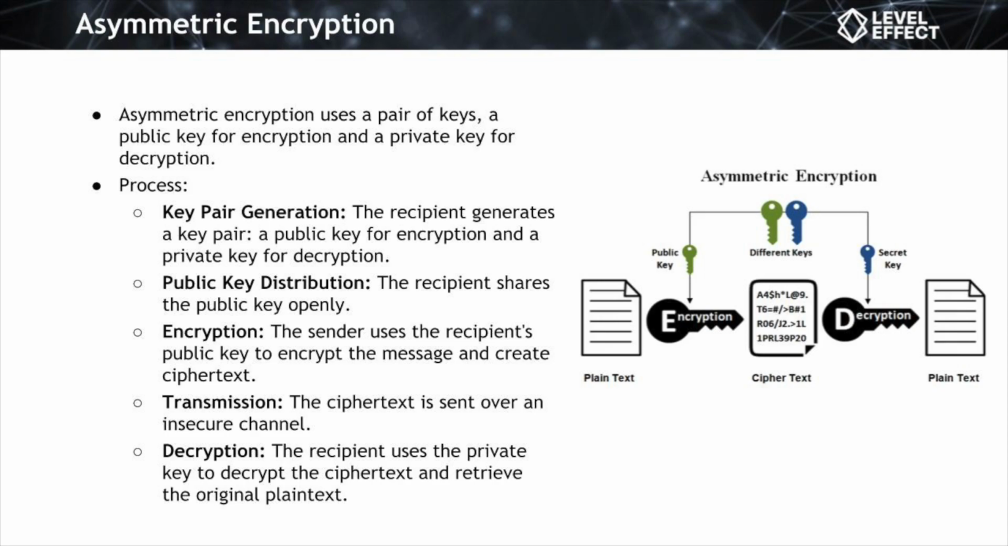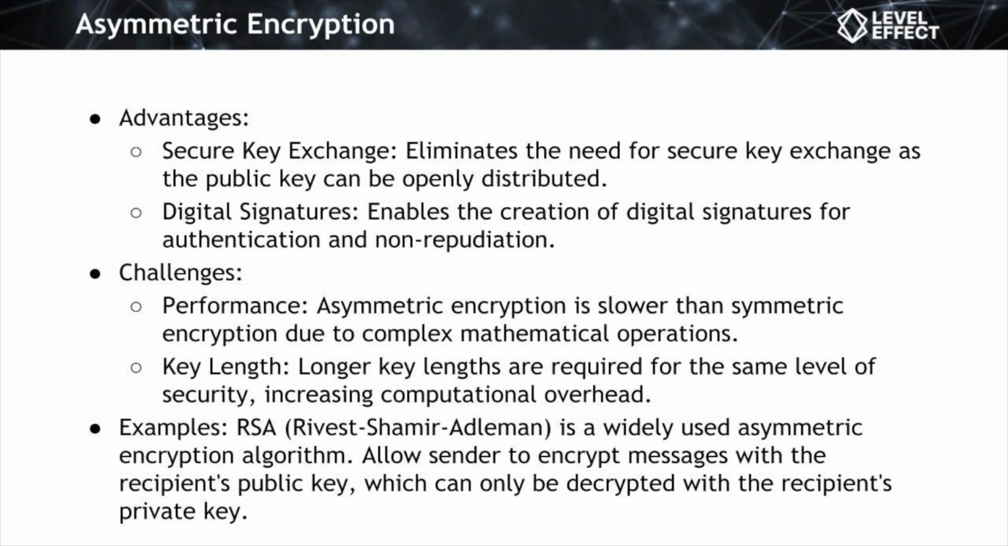And the process involves several steps. The recipient generates a key pair with the public key distributed openly and the private key kept secret. When sending a message, the sender will use the recipient's public key to encrypt it, and that results in ciphertext. This encrypted message can then be safely transmitted over any insecure channel. The recipient only has to go and grab their private key to decrypt the ciphertext and retrieve the original plaintext information.